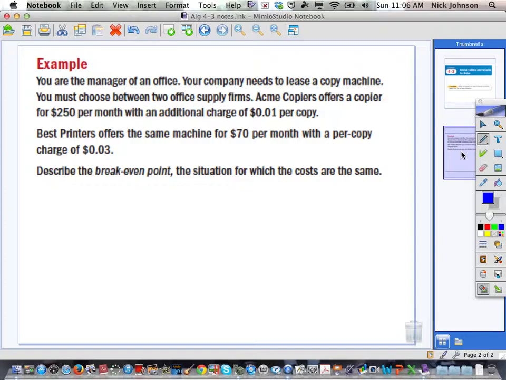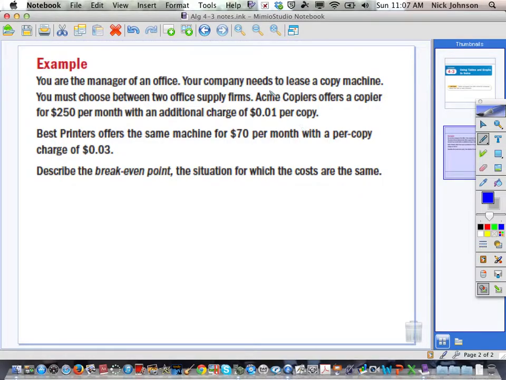The only example we have today: you are a manager at an office. Your company needs to lease a copy machine. You must choose between two office supply firms. Acme Copiers offers a copier for $250 per month with an additional charge of 1 cent per copy. Best Printers offers the same machine for $70 per month with a per copy charge of 3 cents. Describe the break-even point, the situation for which the costs are the same.